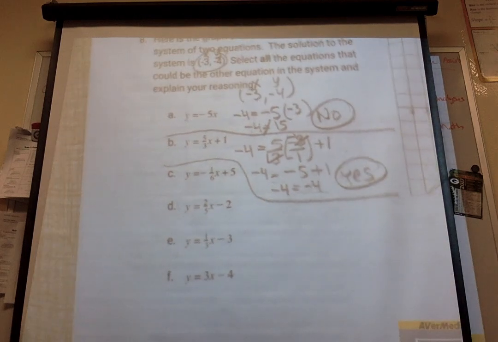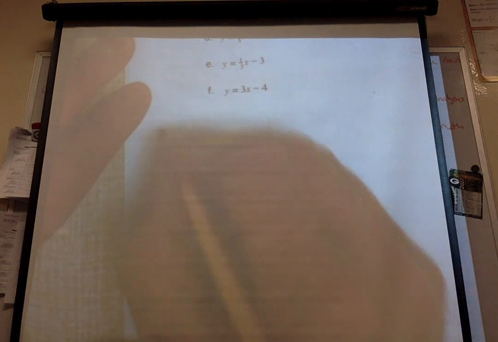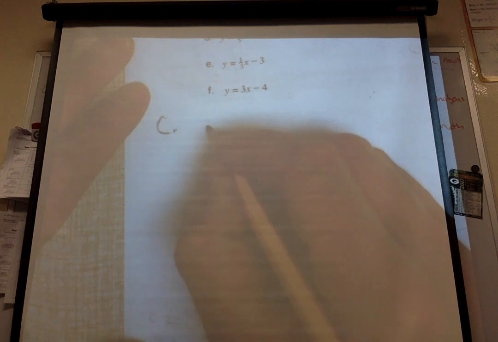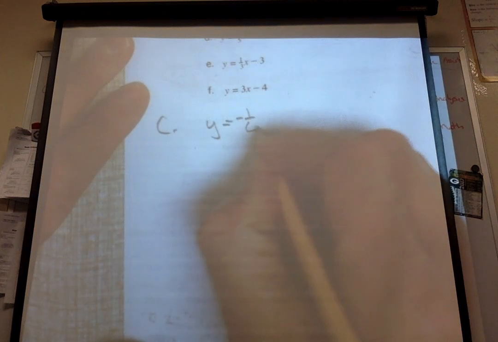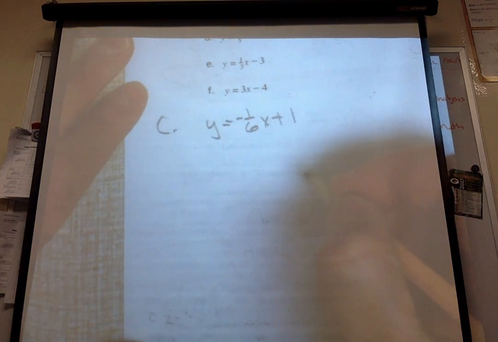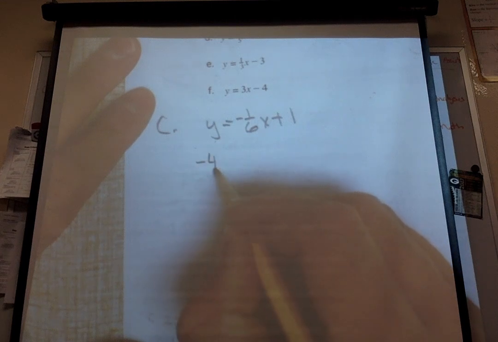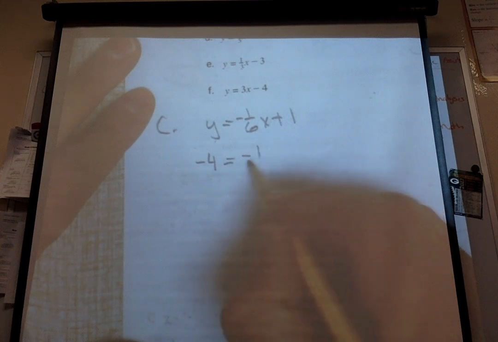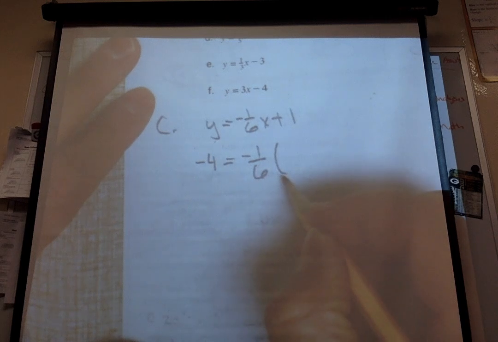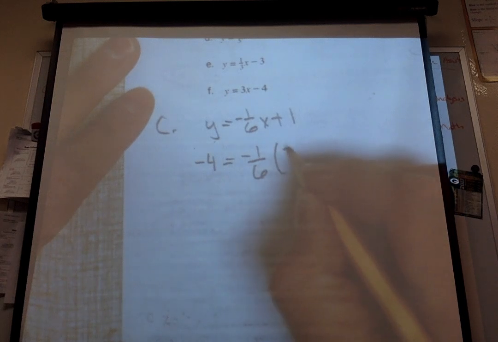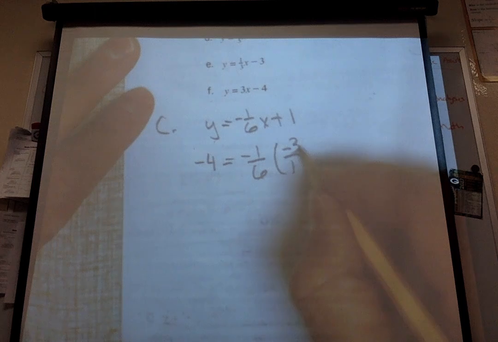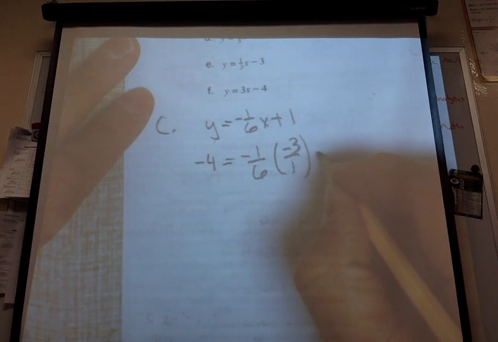And there's not a ton of room, so I'm going to use the space on the bottom. So I'm going to write C down here. C. So we have y equals -16x plus 1. So I'm going to substitute -4 in for my y equals -16 times our x value of -3. I'm going to put it over 1 because we're dealing with a fraction. And then we have this plus 1.